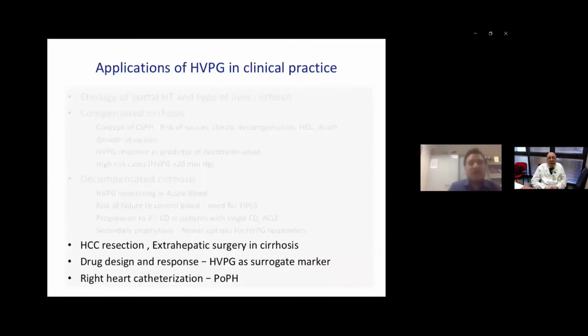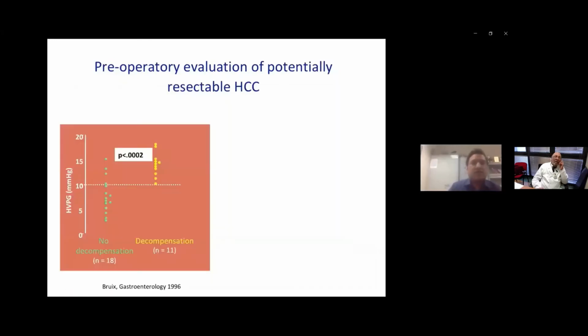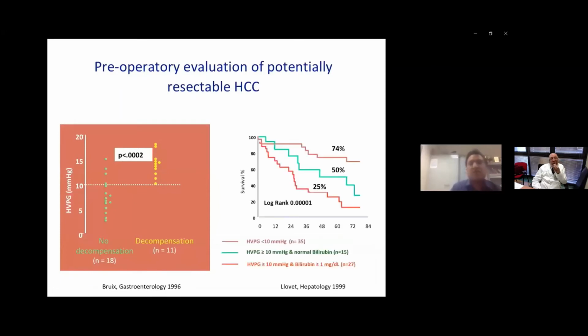Now the other applications of HVPG in clinical practice. In patients who are fit for resection for hepatocellular carcinoma, presence of portal hypertension is associated with a higher risk of developing clinical decompensation after the hepatic resection. Those patients who have clinically significant portal hypertension before resection have a very high risk of decompensation. Moreover, patients who have HVPG more than 10 associated with bilirubin of more than 1 have a very high risk of clinical decompensation, and these patients should be selected on a case-to-case basis, and it is a relative contraindication for hepatic resection in patients with cirrhosis.